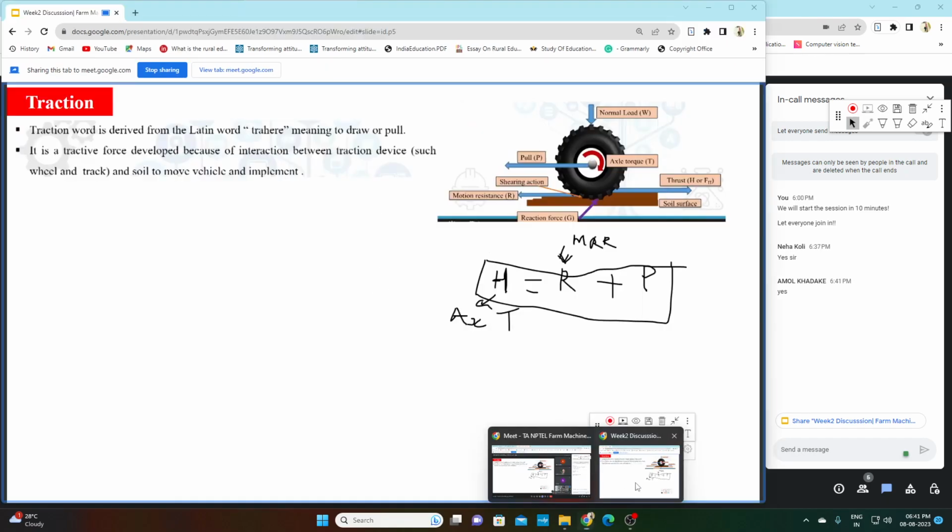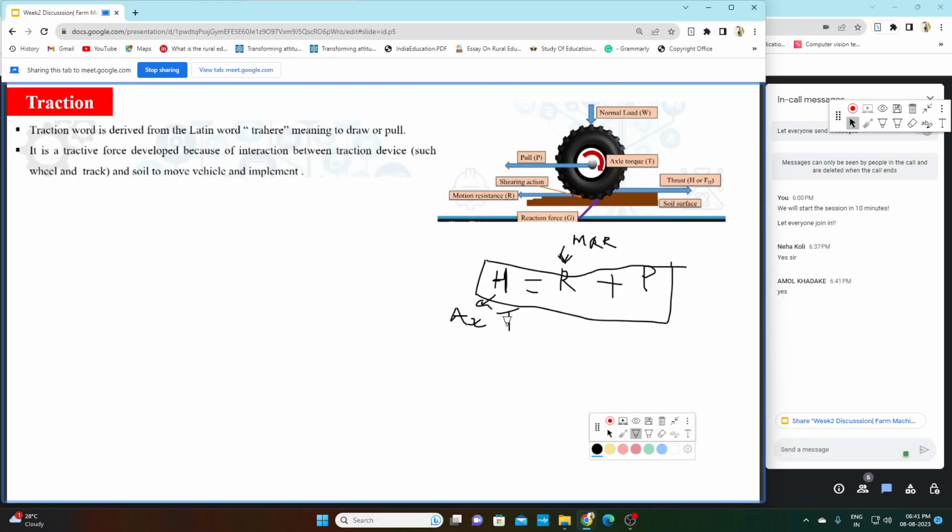Okay, so I hope it is clear. So again I am repeating. Because of this axial torque, there is a force generated called thrust. This thrust we are denoting by H, and this will do two things. One, it will overcome the rolling resistance or motion resistance R. And second, it will overcome the pull of the implement.